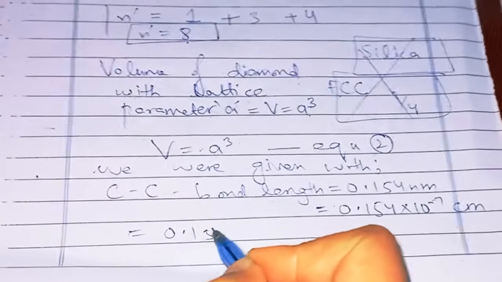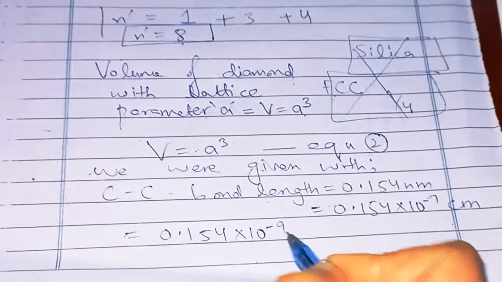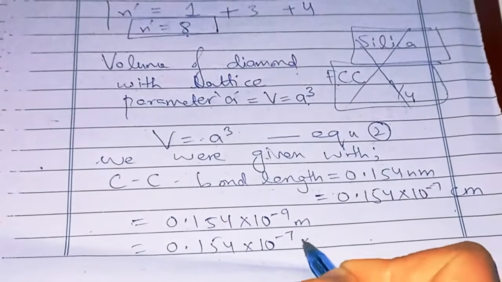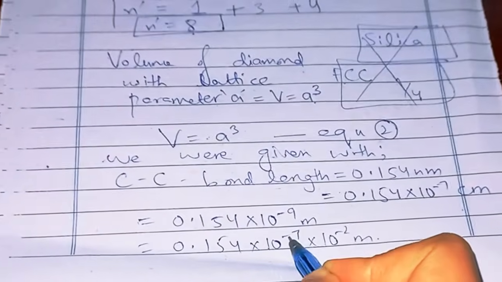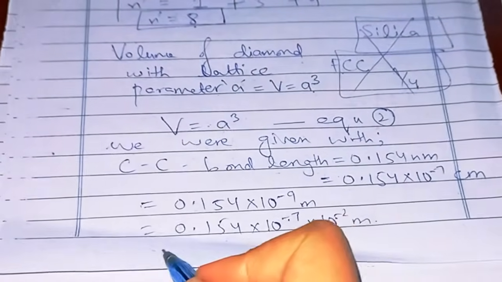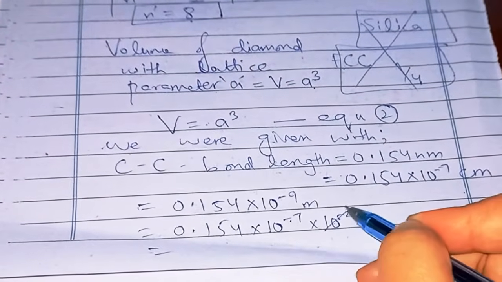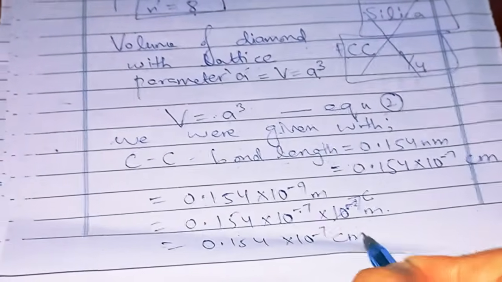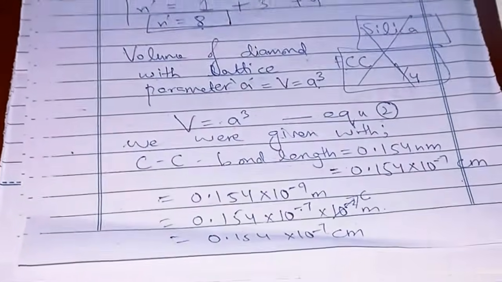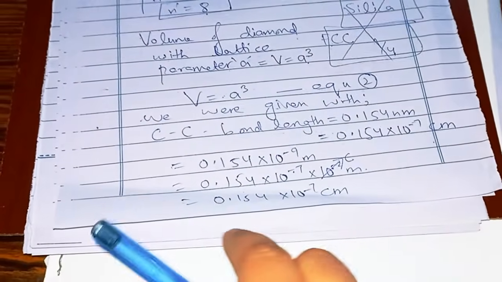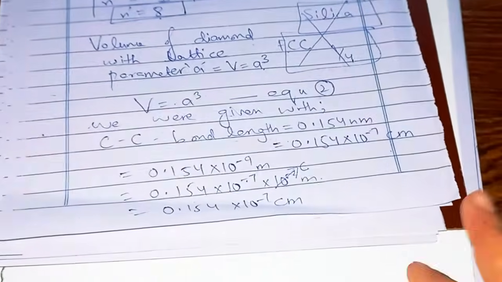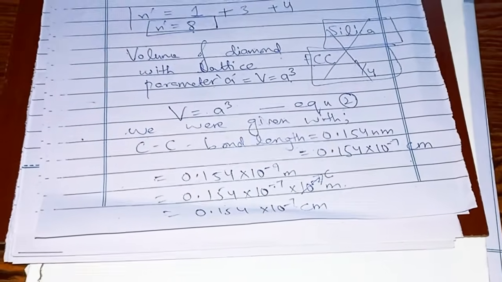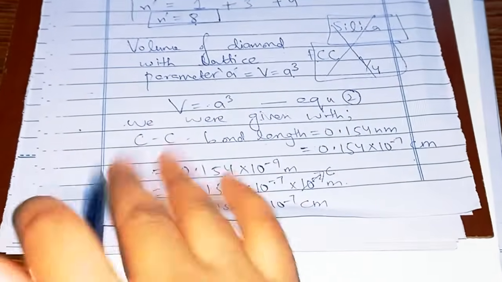If you have 0.154 nano, which is 10 to the power minus 9 meter, you can write it as 0.154 multiplied by 10 to the power minus 7 multiplied by 10 to the power minus 2 meter. Minus 7 minus 2 is minus 9. 10 to the power minus 2 is actually centi, so we can write centi in place of it. It's really handy if you do it like that. All of the density calculation will require you to use the lengths and radii and everything in centimeter units, and the answer you get will automatically be in grams per centimeter cubed. So it's a good thing to do.